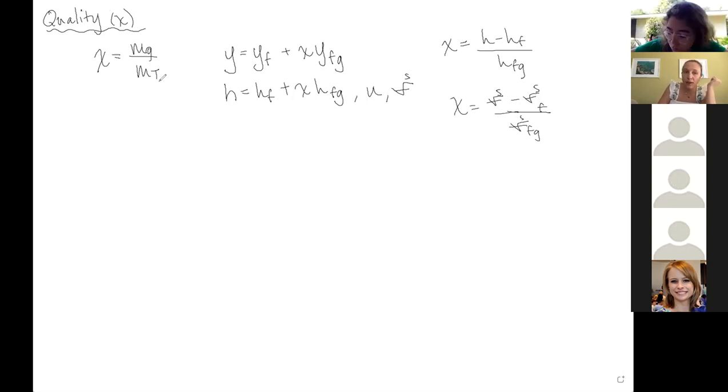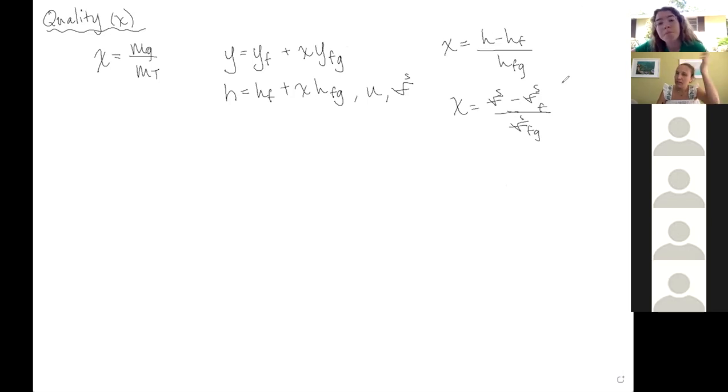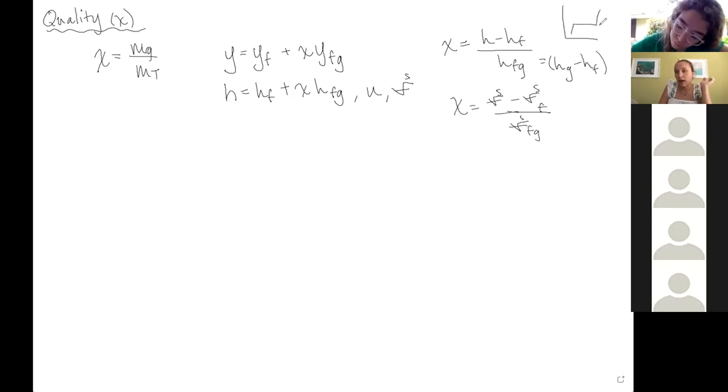So this is the easiest way of getting quality, but you can also rearrange this generic quality formula to isolate if you don't know anything about mass. If you remember what I was just saying, where the sub fg is representing that entire flat line of the saturated vapor region, that's why this is also going to be equal to enthalpy of the gas minus enthalpy of the fluid. So that whole region, right? So on that graph here, we have the vapor gas here, we have our fluid here. So if you're subtracting your fluid from your vapor, you're going to get this whole line that's occurring here.